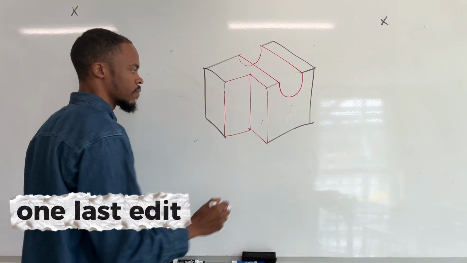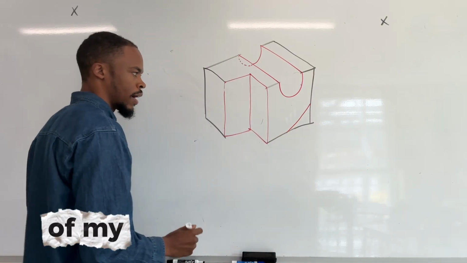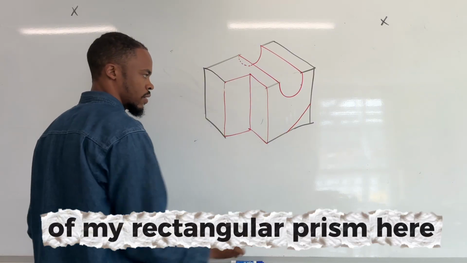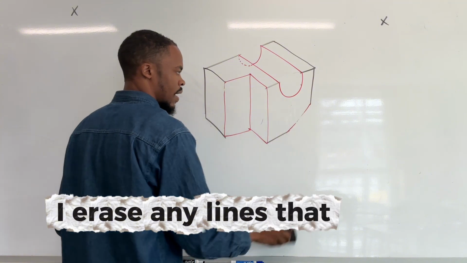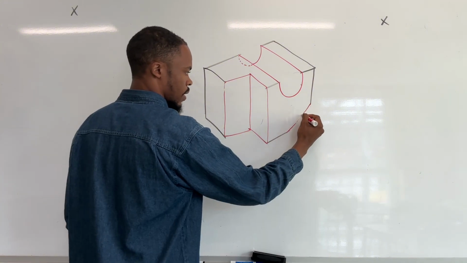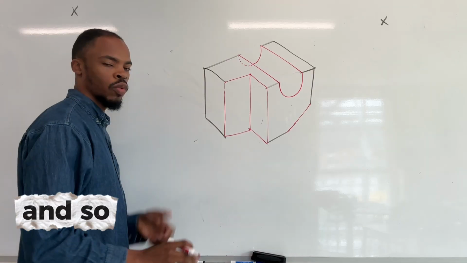One last edit. I'm going to cut off the back of my rectangular prism here. I erase any lines that we no longer need. And because it's in the front, we can't even see those lines, and so we're done making those edits.